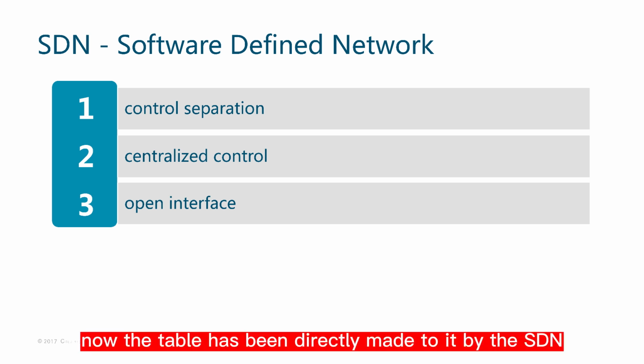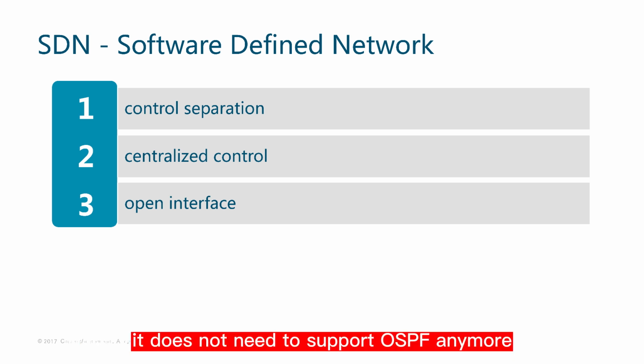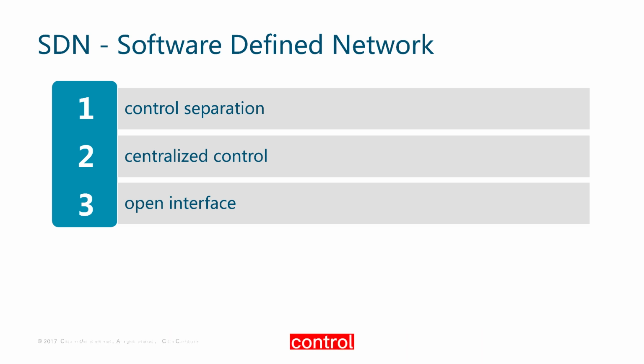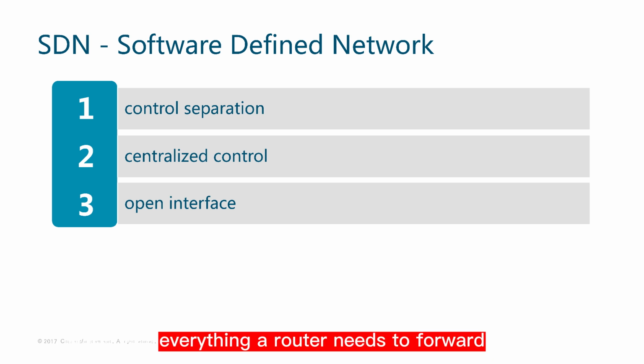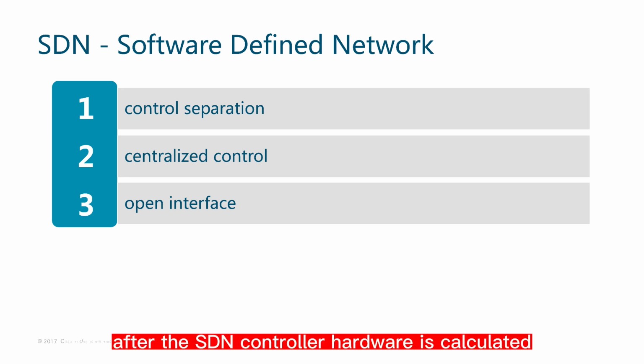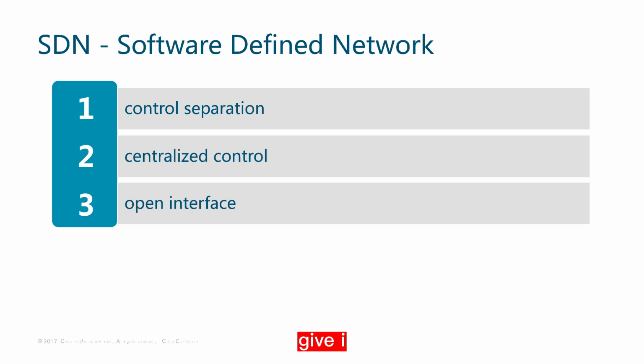Now the table is made directly by the SDN controller hardware. The device does not need to support OSPF anymore. It is equivalent to the separation of forwarding and control. Everything a router needs to forward is calculated by the SDN controller hardware and then given to it.